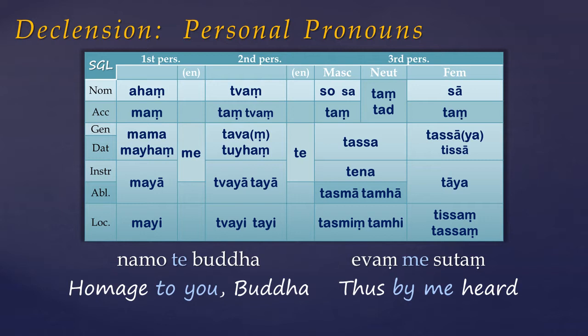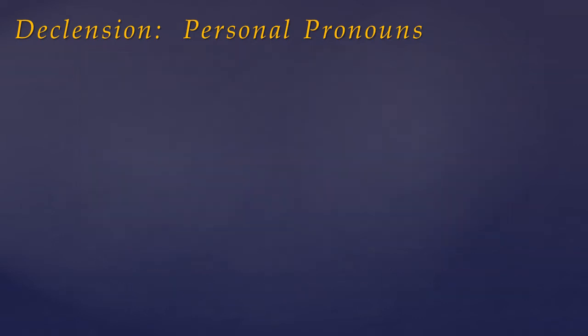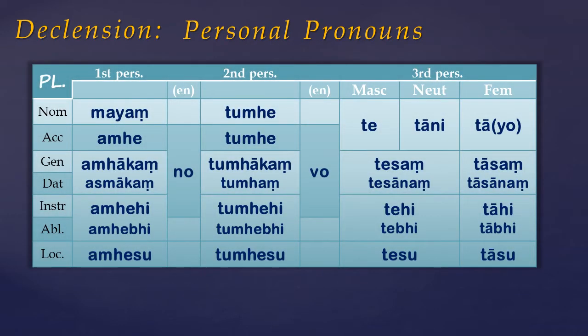Interestingly, the whole vocative case is enclitic, and so a vocative noun is never the first word in a sentence. And if we now look at the plural personal pronouns, we can see no and vo, which are also enclitic and represent any first or second person pronoun case except the nominative or the locative. And notice that the singular enclitic form te overlaps with the third person nominative, so the form te can actually have several meanings.